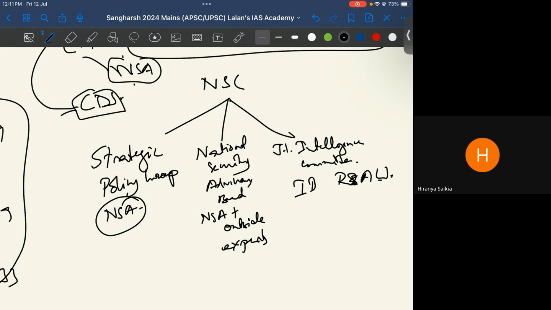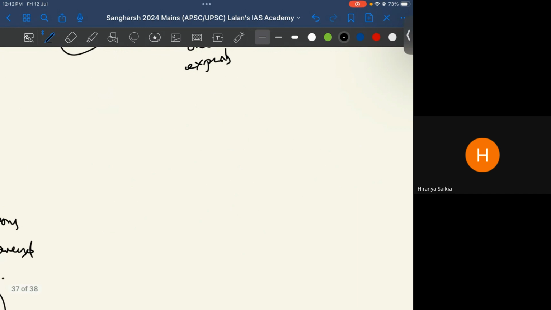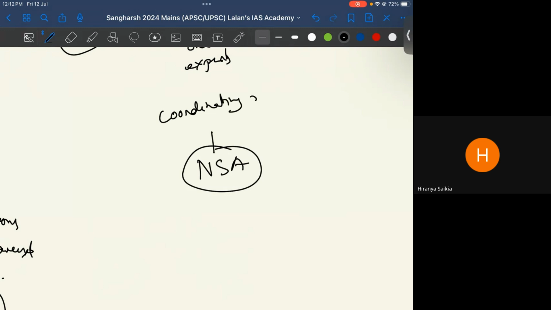So this is the organizational structure. And when we talk about the NSA, what it is and why it exists, you might get a question directly on the NSA. There you have to say that its main role is in coordinating national security and strategic policies.